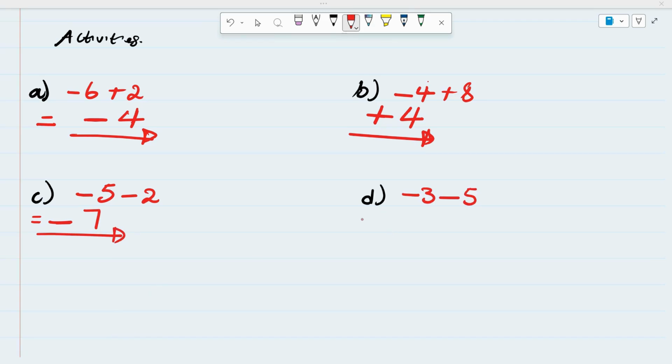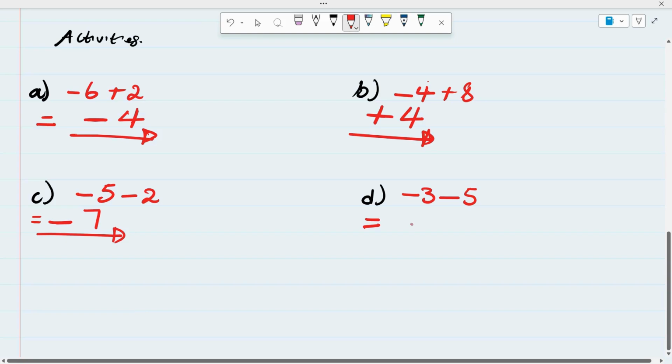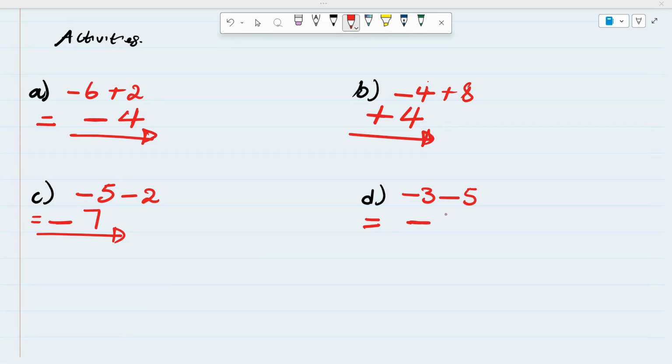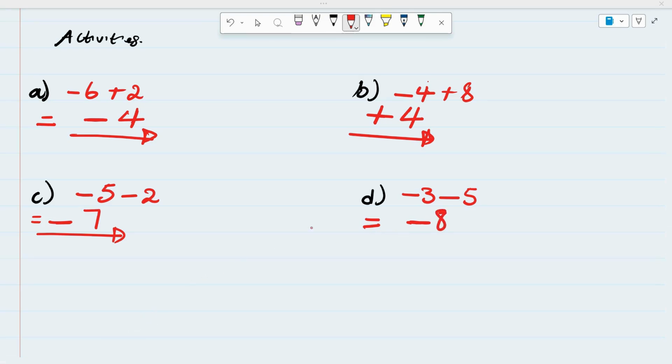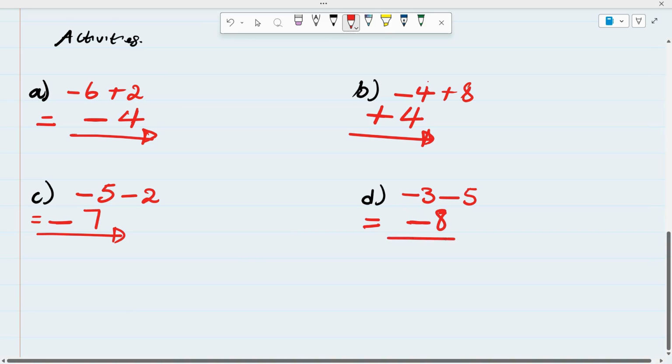And here's our final one. It's the same as C, the same as the third one. So we keep the common sign, which is a negative, and we add the numbers. So meaning it's 5 plus 3, which is 8. So our final answer is -8.